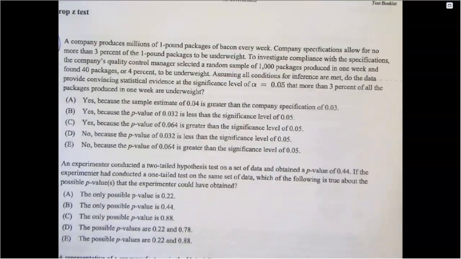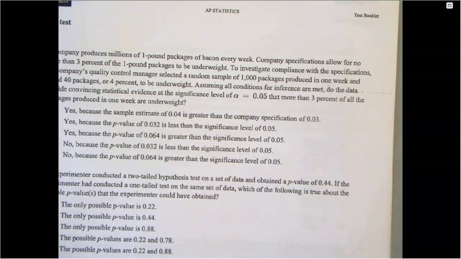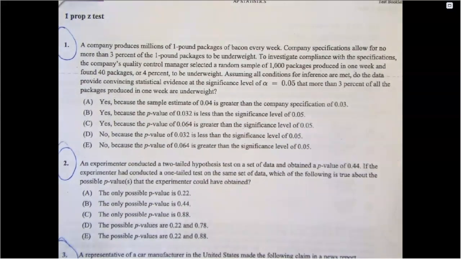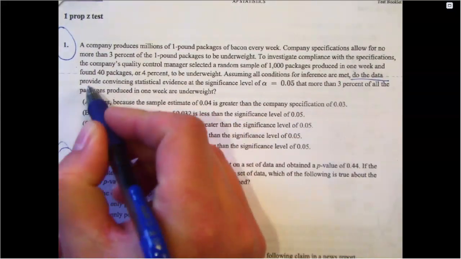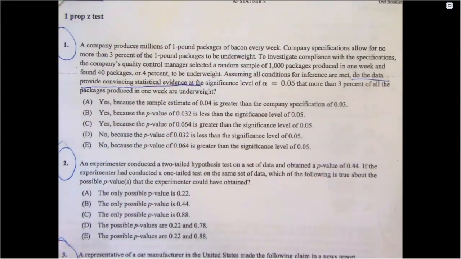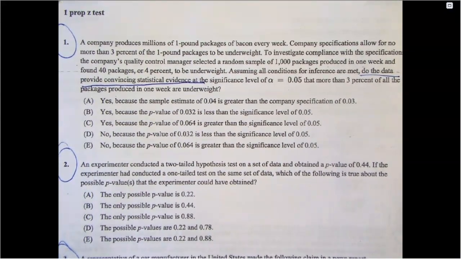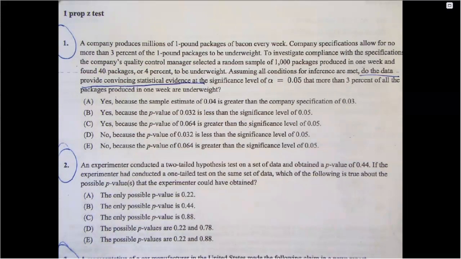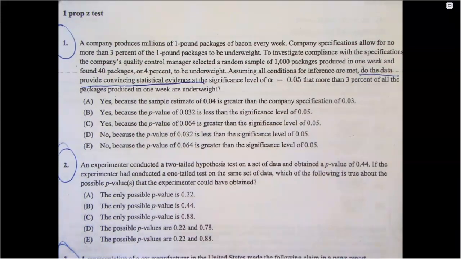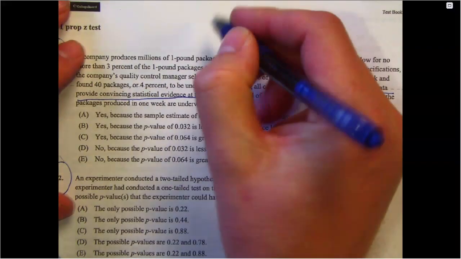Perfect. All right, so that first one. Do the data provide convincing statistical evidence? That is a yes/no question, and that suggests to me that we're going to be doing a test. We've only learned one confidence interval and one test, so we're doing a test because it's a yes/no question. If they're asking whether it provides convincing statistical evidence, they're basically asking if I'm going to reject H0 or not.